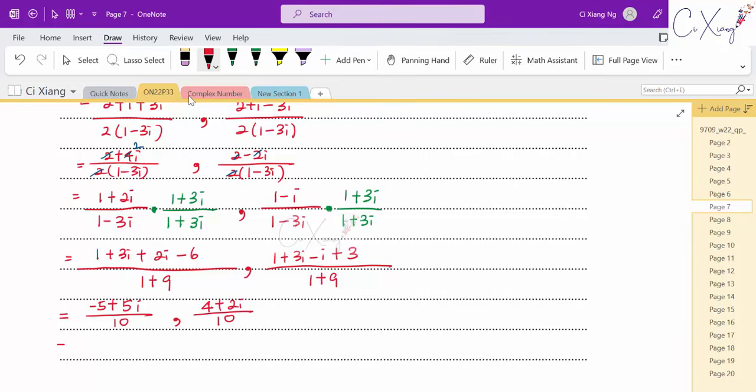And of course, we can still further simplify it. Eventually, I'm having negative half plus half i, and also 2 over 5 plus 1 over 5 i. So I think it cannot be simplified anymore, right? This is the most simplified answer. Therefore, the complex number z will be this one in the particular quadratic equation that was shown to us just now.